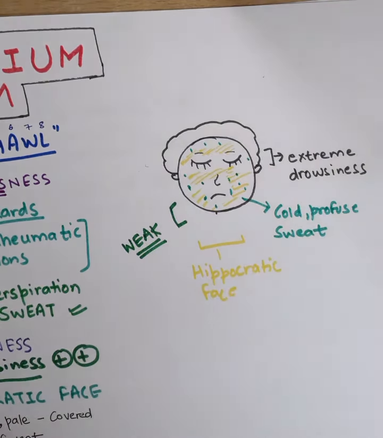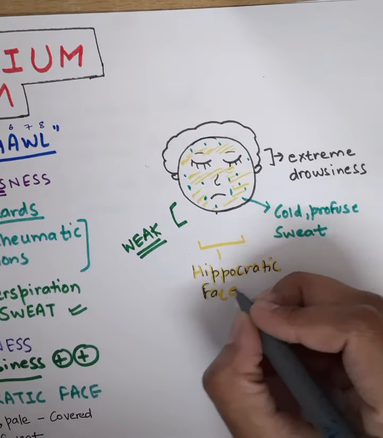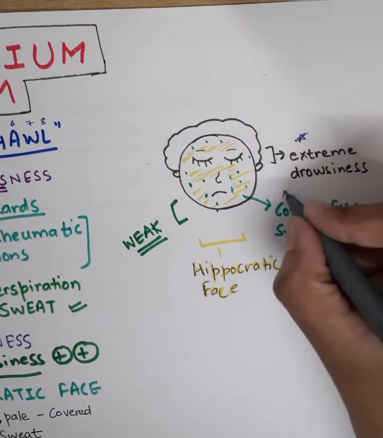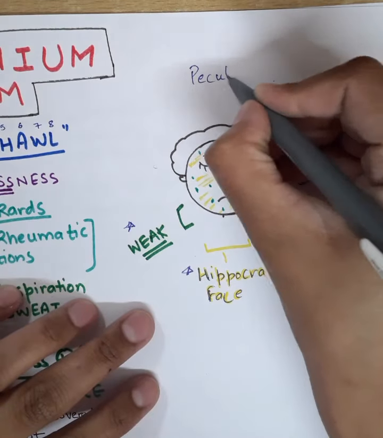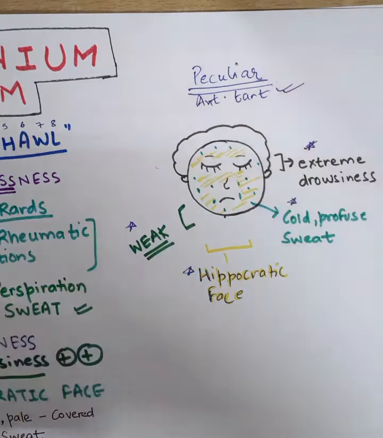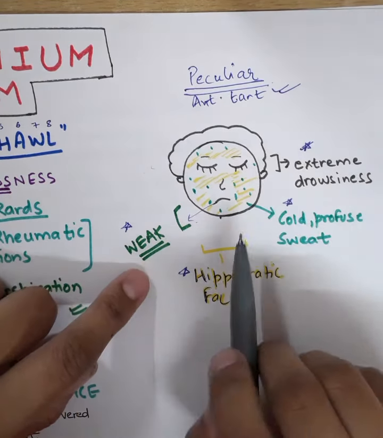So these four symptoms are very important. Just remember this diagram. Don't draw this diagram in your exams. It's just for remembering. These are the four very important peculiar symptoms that make up 90% of the symptomatology of Antimonium Tart.